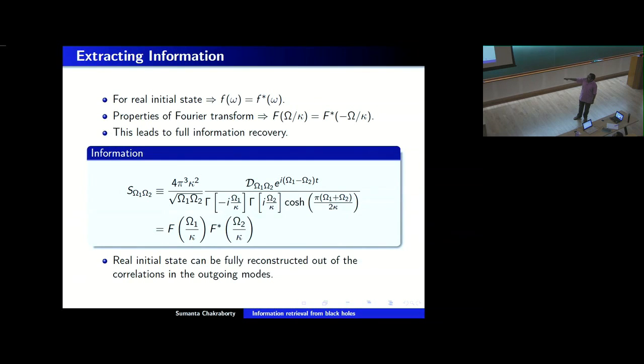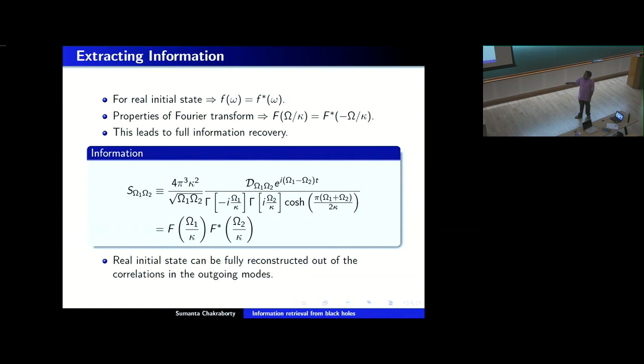Therefore, this side, which depends on f omega by k and f star omega by k, is also well known. Now, from this you cannot recover the full information. But suppose for an instant that you have a real initial state, that is, f omega is f star of omega. Then by properties of Fourier transform, you know that f omega by k is f star of minus omega by k. And that helps to give you this particular form.